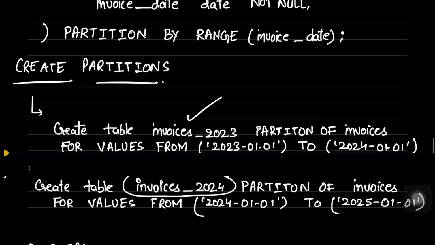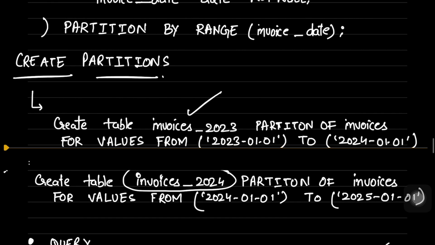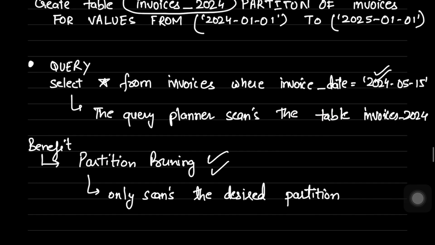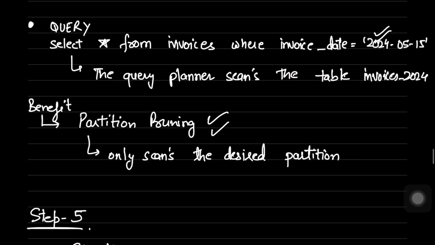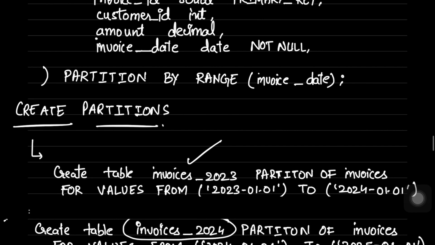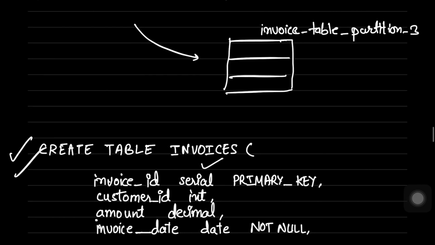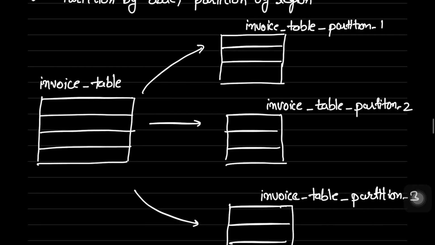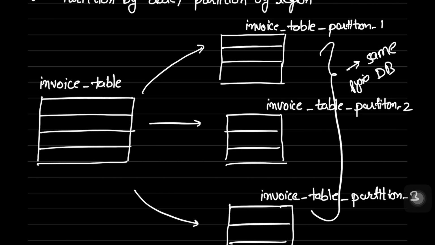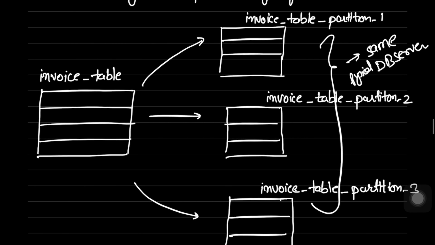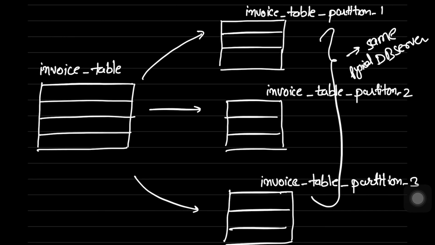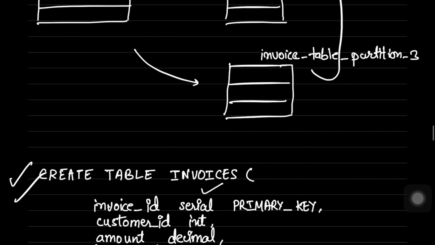Internally, the database is smart enough that it will identify, based on your partition key, which partition it has to write to and which partition it has to read from. So this is one good part of doing this kind of partitioning: on the application side you don't have to make any changes. And also remember, all these partitions are still in the same DB instance, on the same physical DB server. It's just that logically we have divided a big table into multiple small tables so that the database only reads the relevant data when there is a read query.